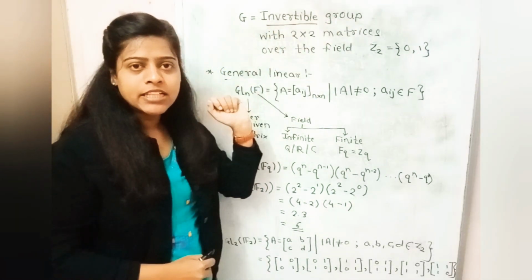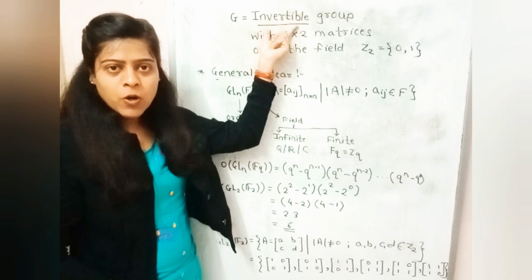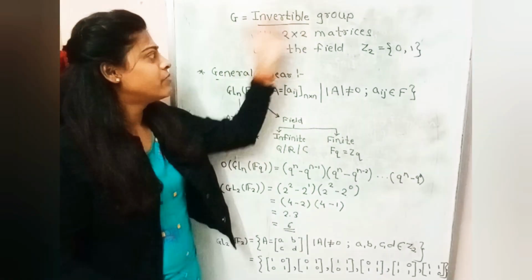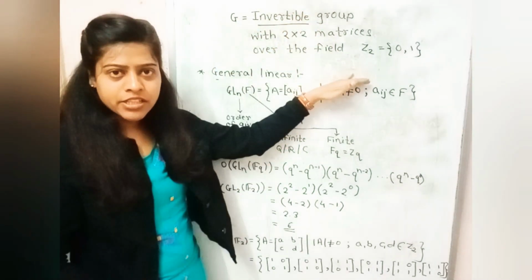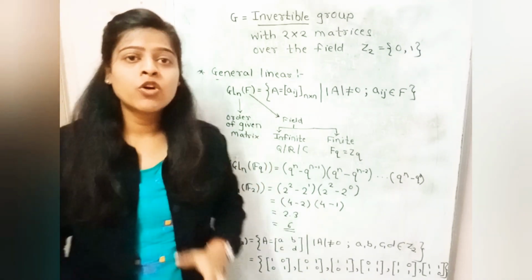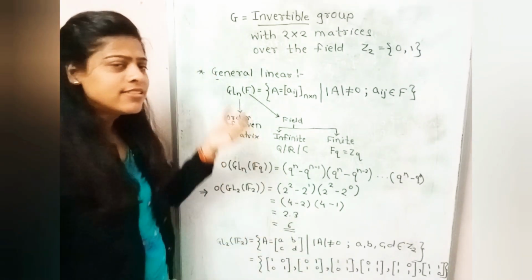What is the invertible condition? When the determinant is not equal to 0, then we can say it is invertible. So this is our given condition. Now, the main question is: what is the general linear group? So, let us see its definition.